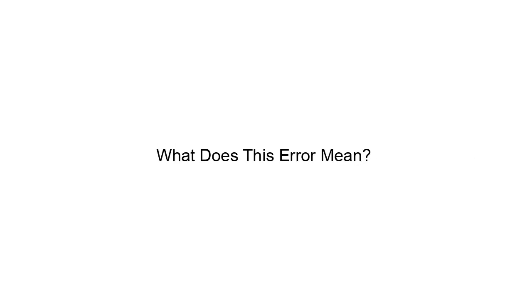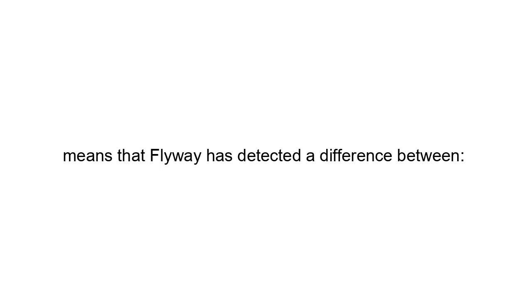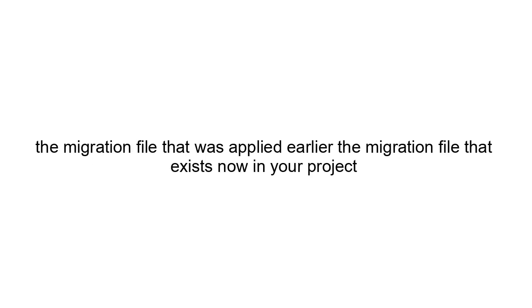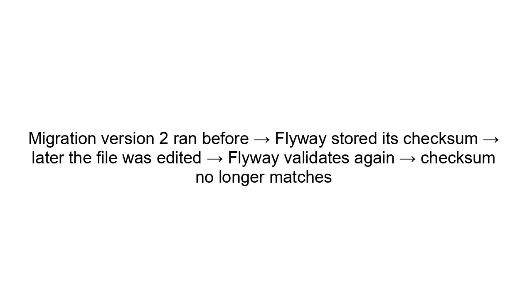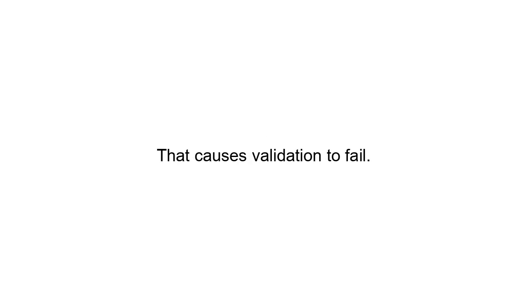What does this error mean? The error, migration checksum mismatch for migration 2, means that Flyway has detected a difference between the migration file that was applied earlier and the migration file that exists now in your project. In simple terms, Flyway remembers the original migration content, and now it sees that the file has changed. Example concept: migration version 2 ran before, so Flyway stored its checksum; later the file was edited; Flyway validates again, and the checksum no longer matches. That causes validation to fail.